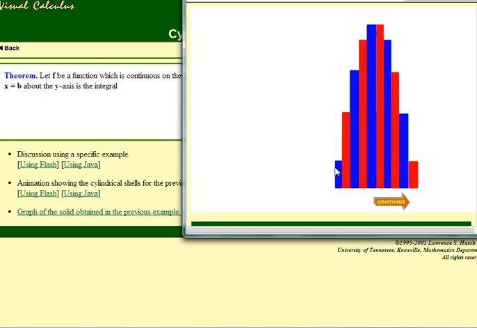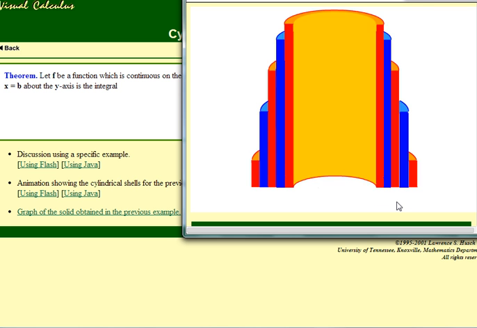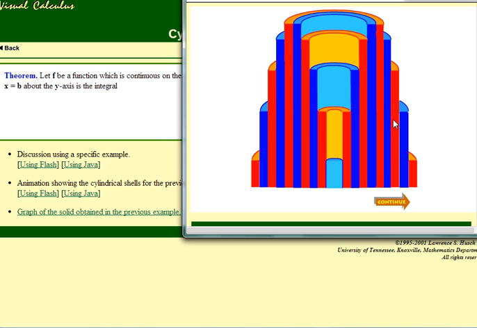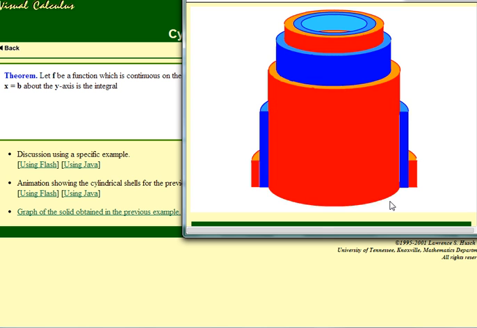So what this would look like, we've got a bunch of these different rectangles here, and using calculus they'll be infinitely thin, but we'll just look at some finite ones here. If you revolve it around the y-axis, we get these cylindrical shells one inside of another to create that three-dimensional shape, like that.